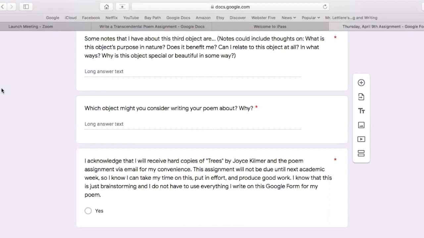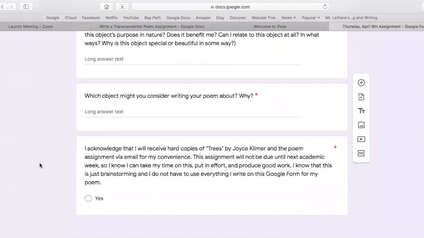So of those 3 objects that you looked at, kind of studied, wrote notes on in nature, which object might you consider writing your poem about and why? So you can choose one of them. Finally, check off, I acknowledge that I will receive hard copies of Trees by Joyce Kilmer and the poem assignment via email for my convenience. So I will send that to all of you via email.